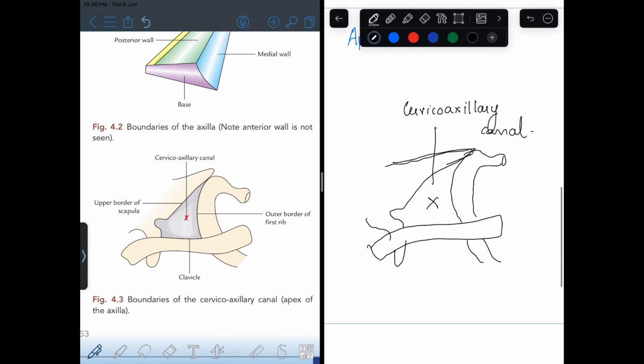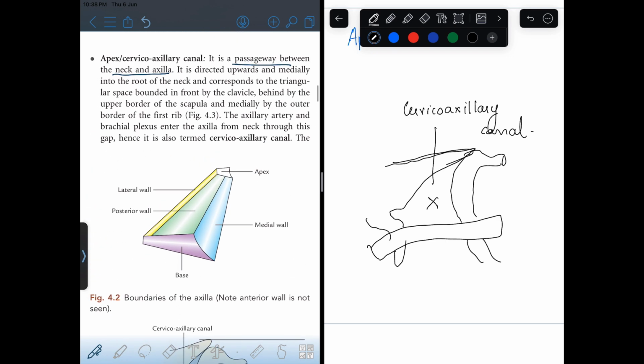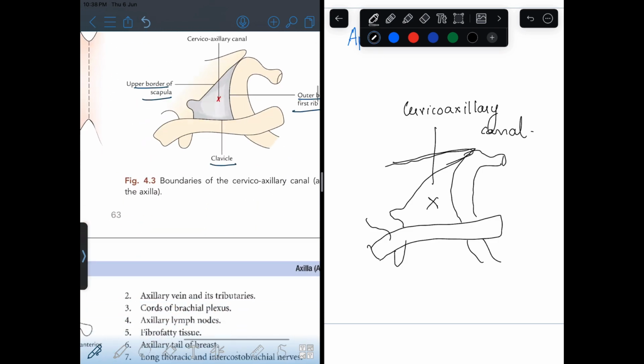Now, why do we call the apex the cervico-axillary canal? It is because it helps in the passage of structures from the neck, the axillary artery and the brachial plexus. They enter the axilla from the neck through this gap. So it is called the cervico-axillary canal.